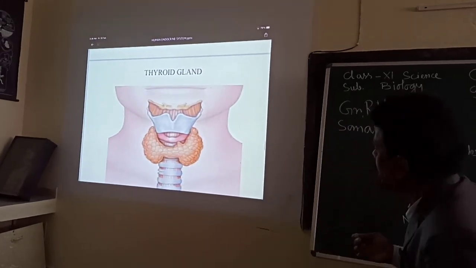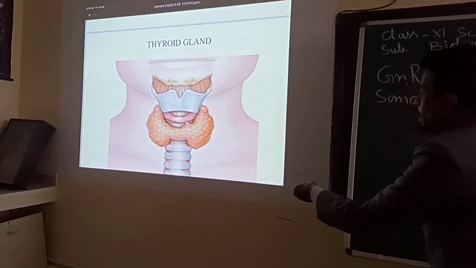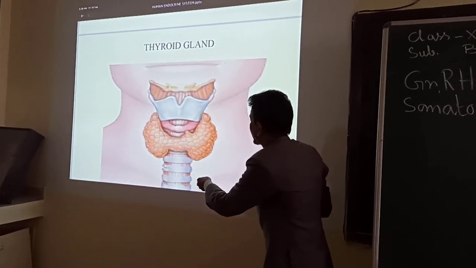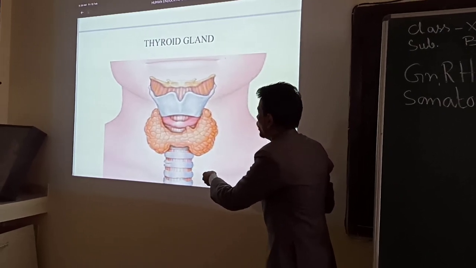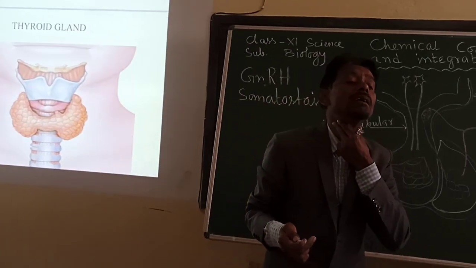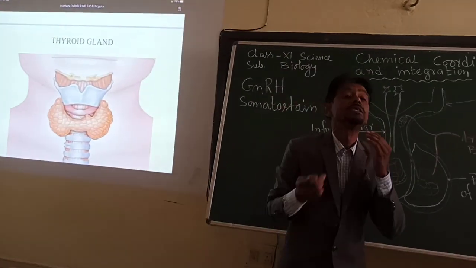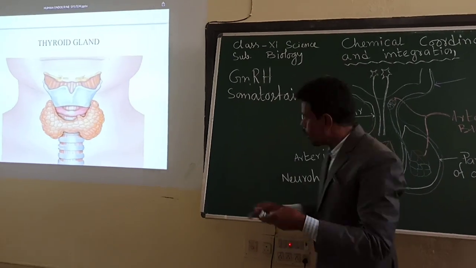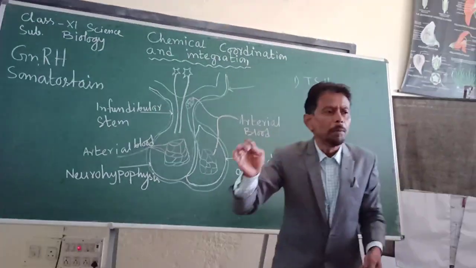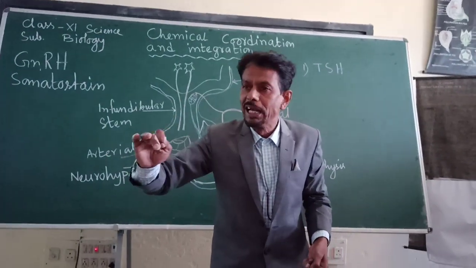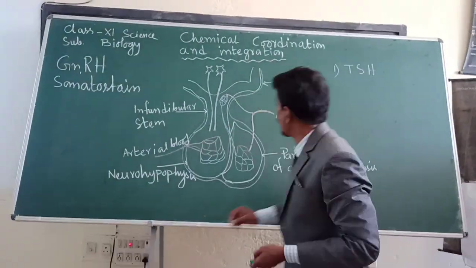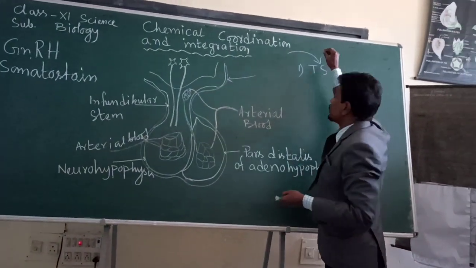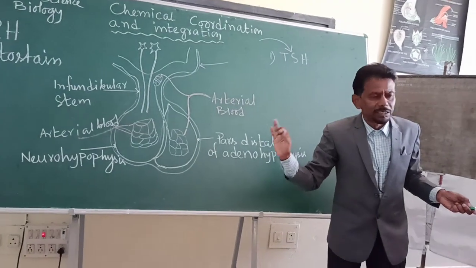See here, this is the thyroid gland. Two lobes, left lobe and right lobe, and they are connected by a band of tissue present over the neck. This is the position of the thyroid gland. The thyroid gland only produces its hormone when it is getting a stimulus from the anterior pituitary. And what is the stimulus? In the form of a hormone called thyroid stimulating hormone. Is it clear to you?